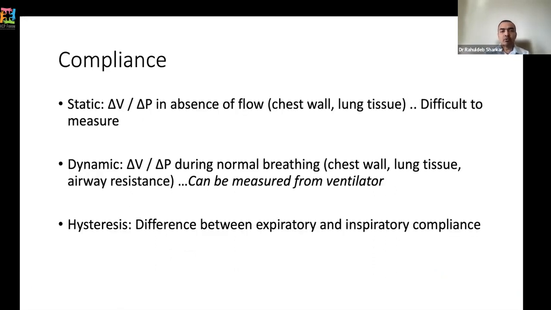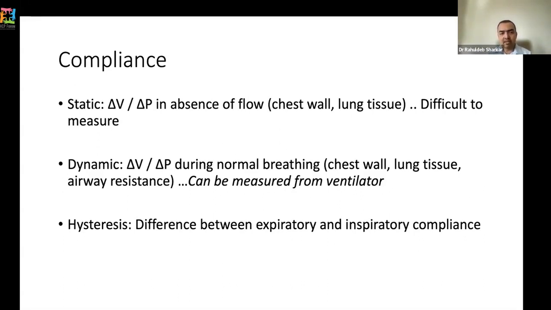Compliance, we know from physiology days, there are two types mainly, static and dynamic. Static is something that we can't really measure. It is compliance in absence of flow, and it is contributed by the chest wall compliance and lung tissue compliance. But this is not something that can be easily measured.